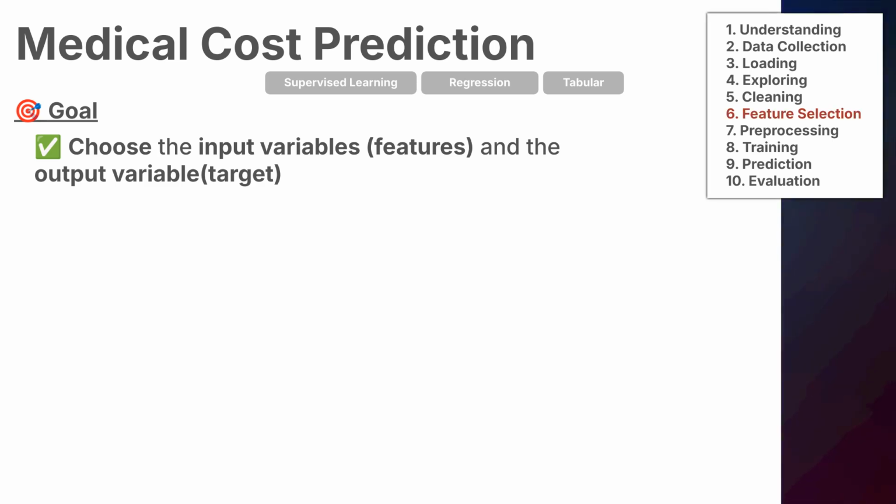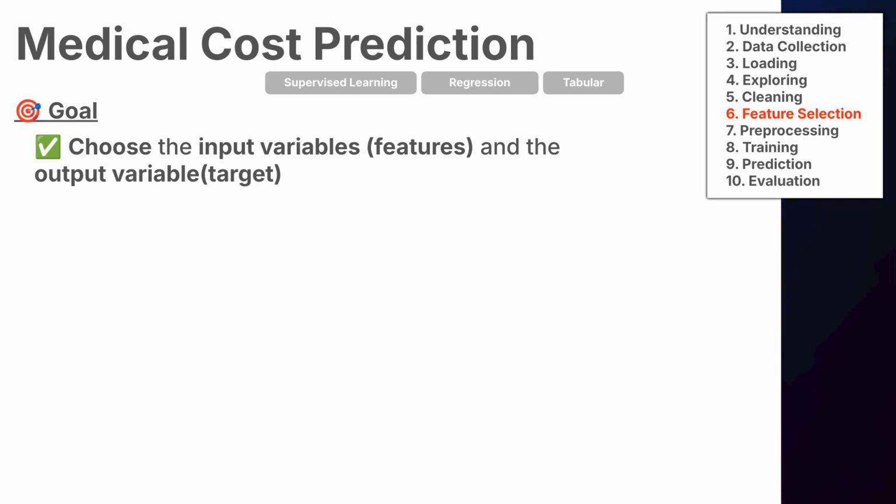6. Feature selection. In this step, you'll separate the dataset into 2 parts. Features, the input values the model will use to learn patterns, and target, the value you want the model to predict.